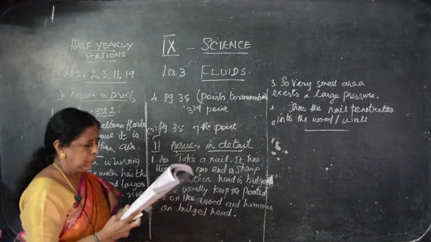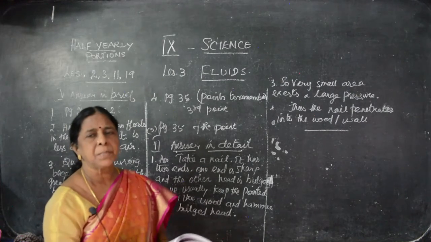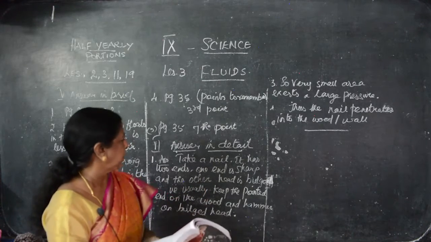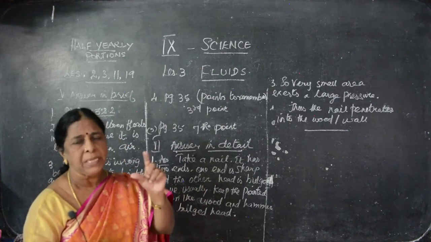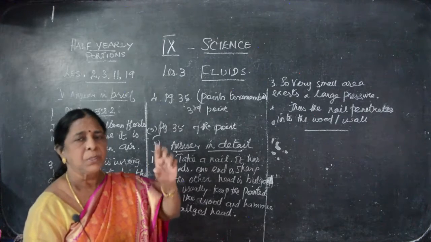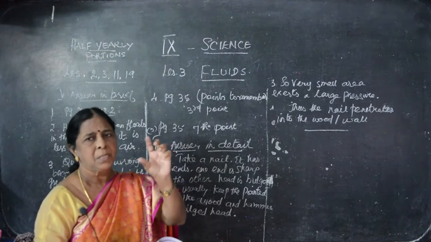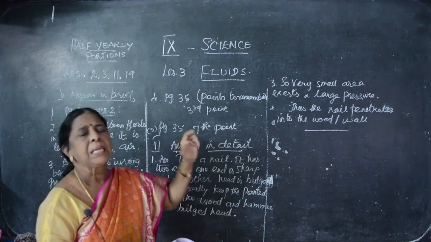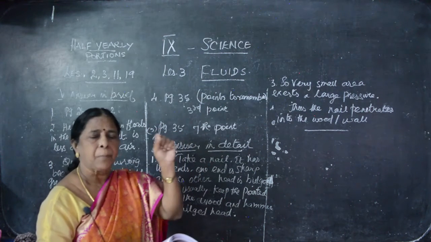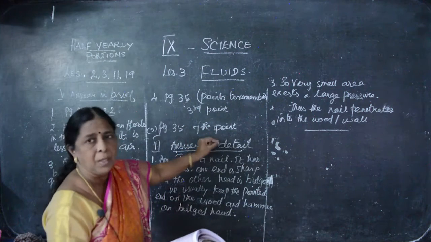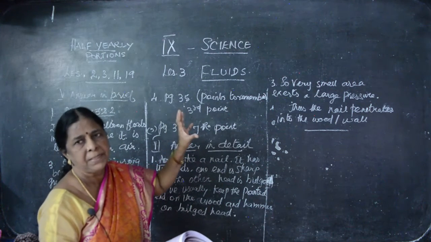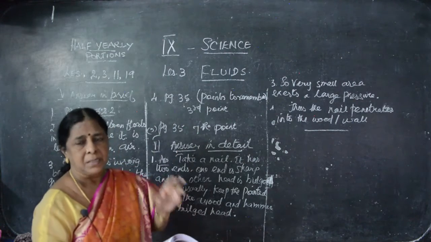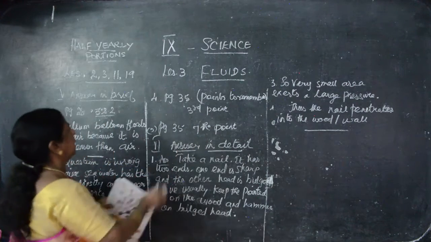So, first detail answer. What's the question for you? With an appropriate illustration. Illustration means what? For example, prove that force acting on a smaller area exerts greater pressure. So, for that you are taking a nail. Nail, what is it? So, it has two ends. One is sharp, the other one is bulged. So, while we are using a hammer, either in the wood or wall, we are placing the pointed end, that is the small area, on the wall, and the hammer on the bulged head. Clear?